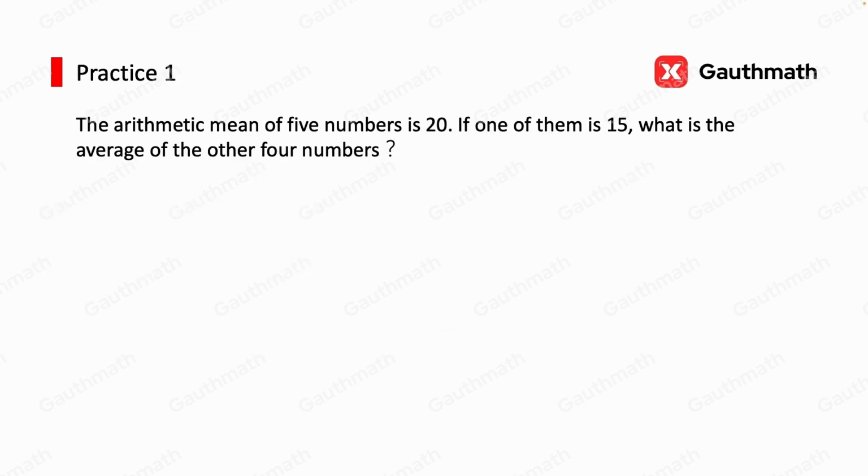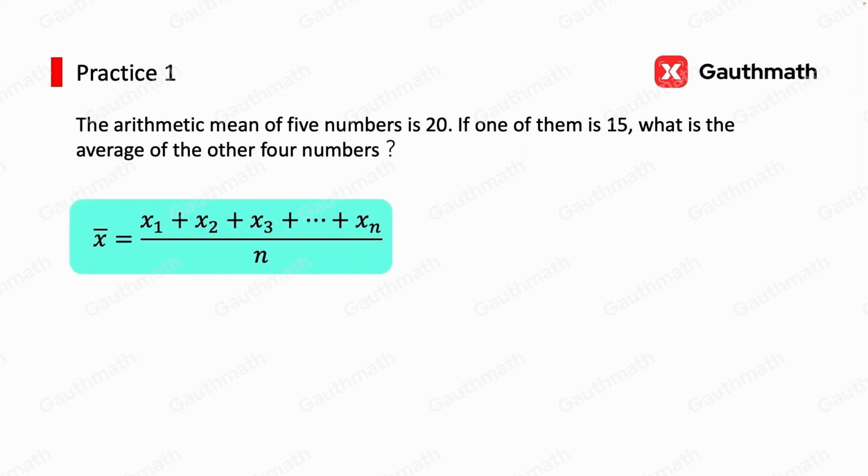Now we know what the arithmetic mean is. Let's try a practice problem. The arithmetic mean of 5 numbers is 20. If one of them is 15, what is the average of the other 4 numbers? Okay, let's bring out the formula first. And since we have 5 numbers, our n equals 5. And since the mean is 20, and one of the 5 numbers is 15, we can substitute x bar for 20 and one of the x's for 15.